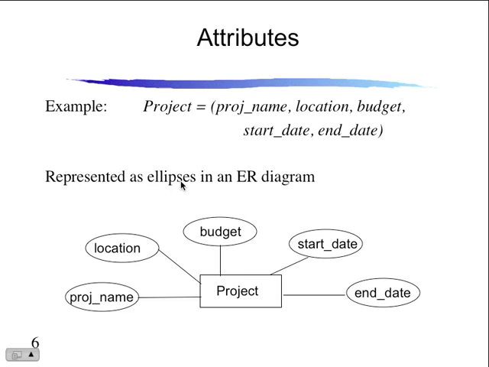So attributes are represented in ellipses, as in the ER diagram itself. And up here on the top would be, if we were to take this particular item and turn it into a table, because we're looking at the data, if we had a project table, these are the columns that we would have in the table.